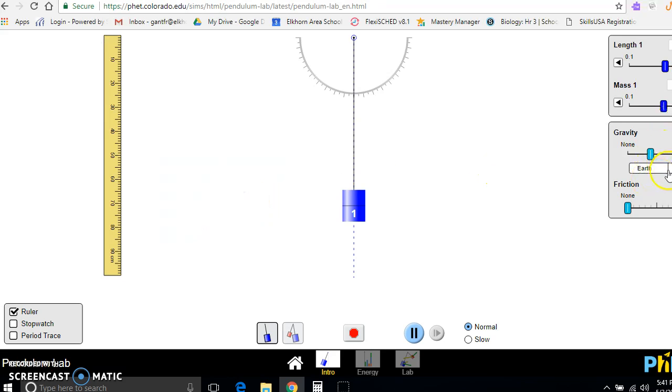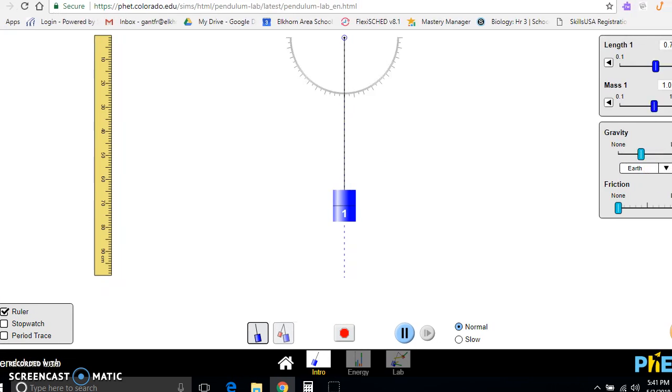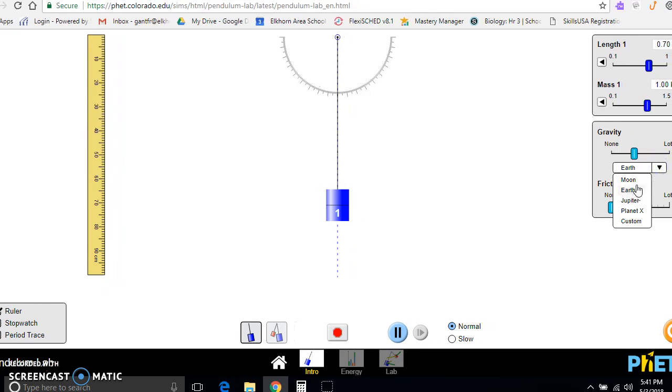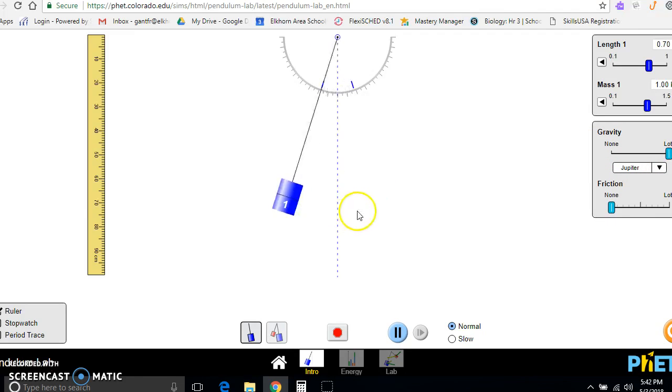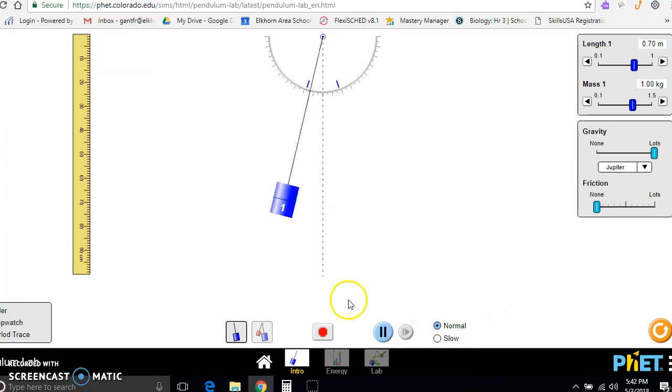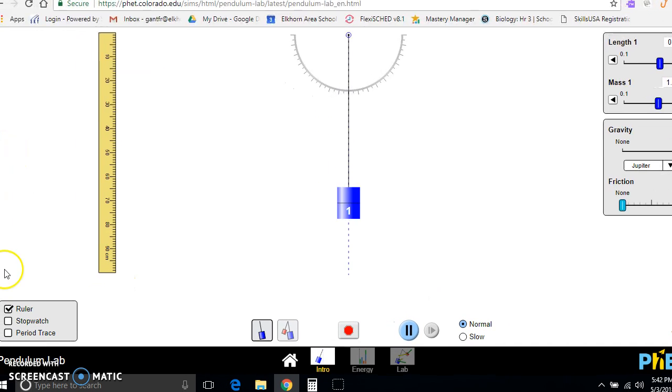And you can actually change the different planets over here. That's kind of cool. We can see how the Moon, or Earth, which is a little bigger than Jupiter, and we can see how that changes the period of the pendulum. Okay, we can do some things like a stopwatch or period trace, or we can see that period go back and forth.